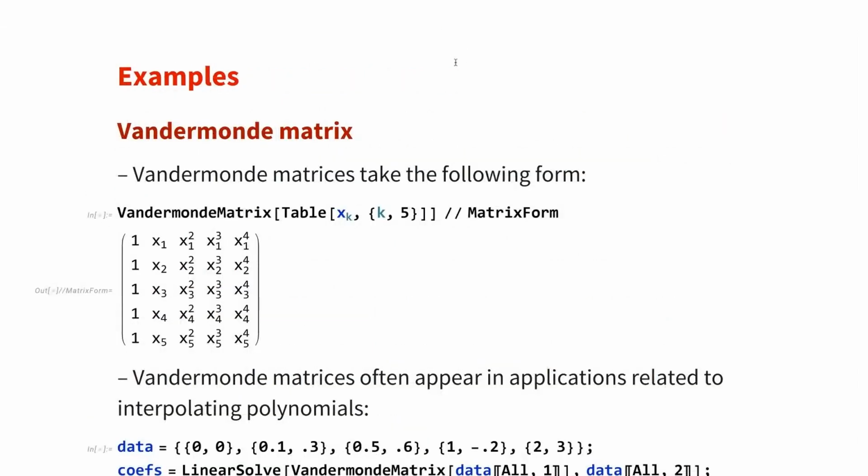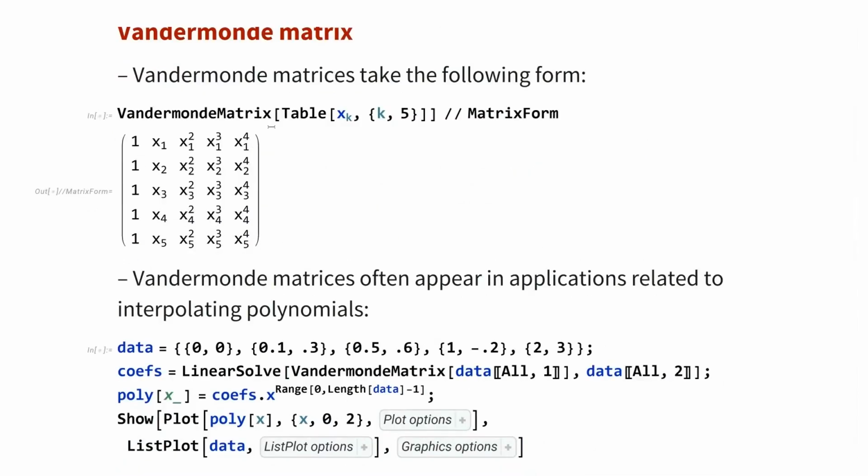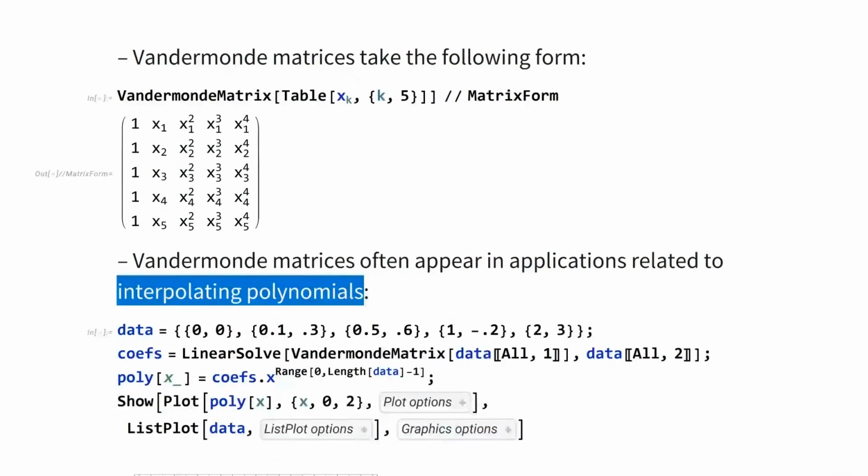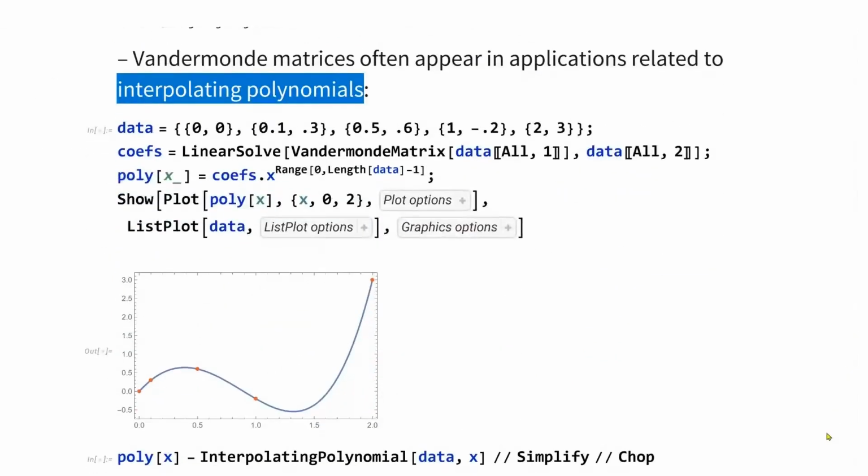Okay, so the first example, let's take a van der Waals matrix. Here's the van der Waals matrix in matrix form. It requires, in this case, a specification of a vector, right? X1, X2, X3, X5. And it's clear that there's something polynomial about it. They appear, in fact, in interpolating polynomial problems, which is how we use them even in the standard course on linear algebra.